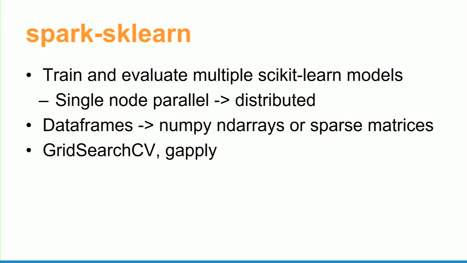But to begin with, in the early days in 2016, there's a library called Spark sklearn. The idea here is to support running scikit-learn modules in parallel. You can use it for training, either single node parallel processing, or very seamlessly taking that and running it on a distributed cluster setup. Unfortunately, what it really does well is just two things: grid search and gapply.